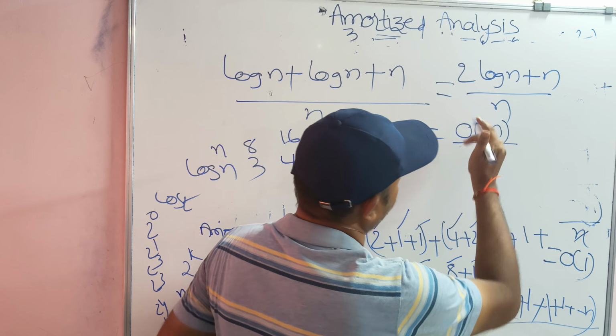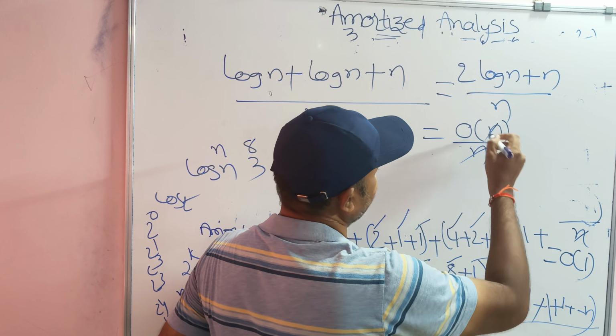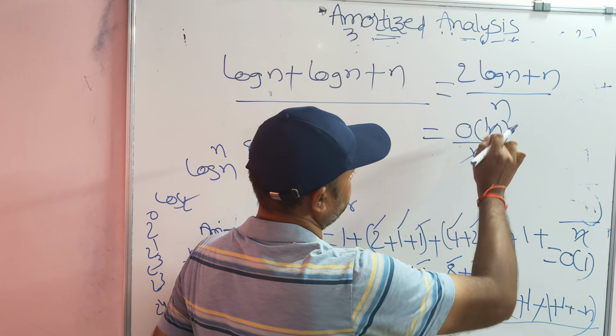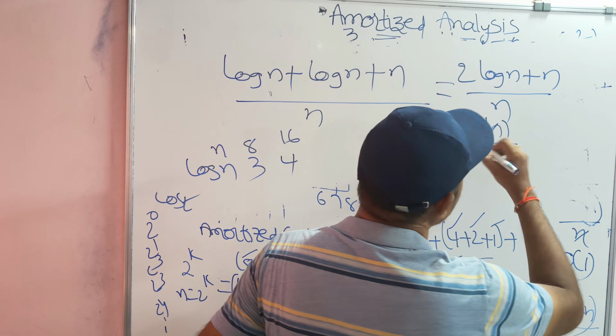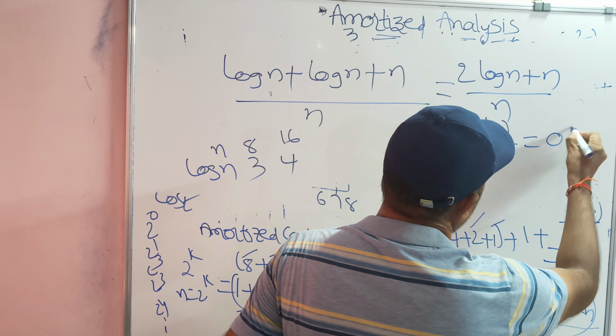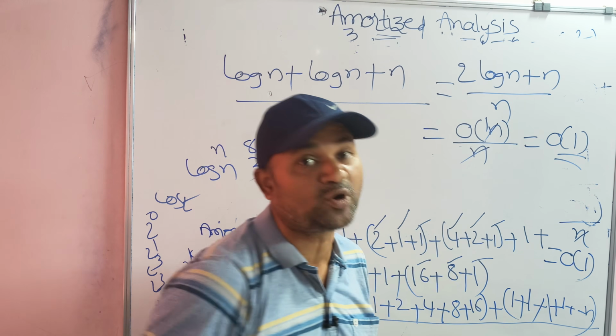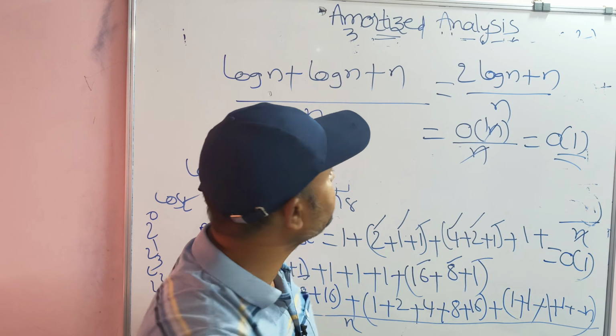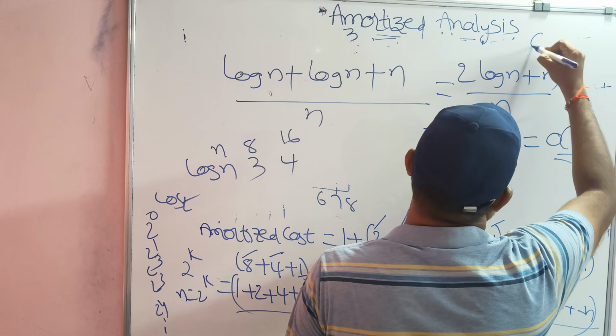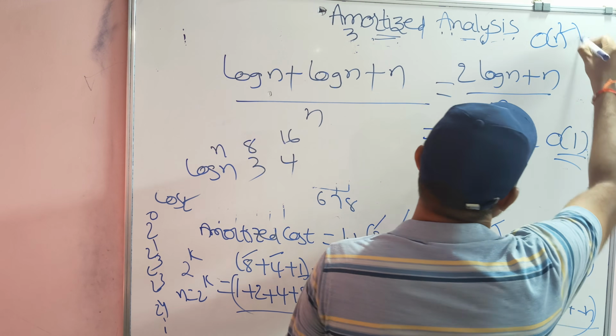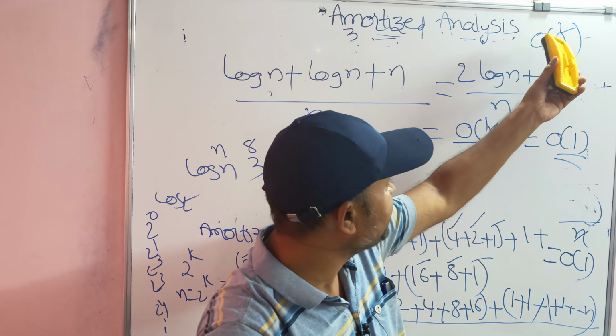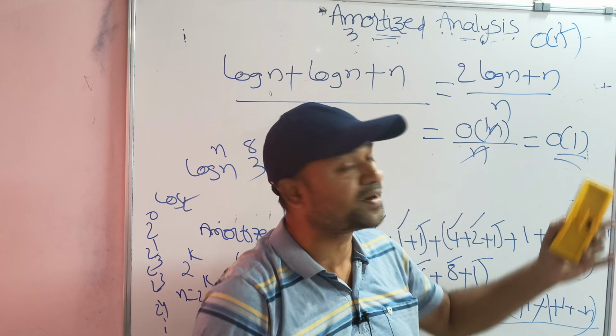That's why we are writing order of n by n. So n will be cancelled, and here we will get 1. So n into 1 equals n. So order of 1 is the amortized cost. Previously, what was the time complexity of the dynamic array in the worst case? Order of n square. Now that is reduced from n square to order of 1.